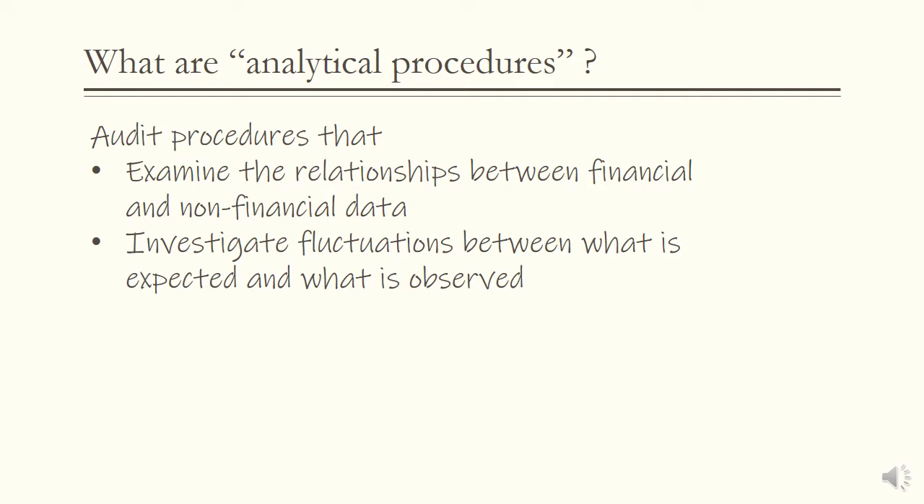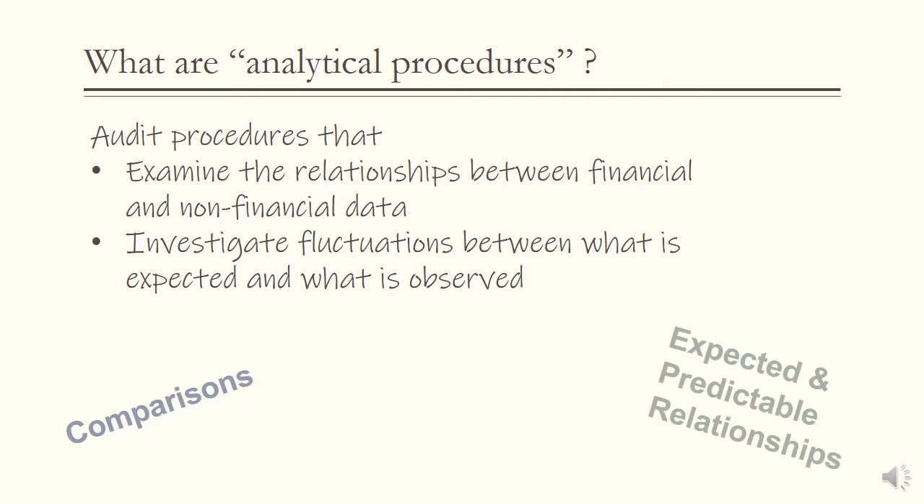These can be as simple as Excel procedures, but they can also be quite complex, using statistical analysis to project results. Common examples of analytical procedures include comparisons, and that is comparisons with prior period results, with expected results, and with industry information. Analytical procedures can also examine what relationships are expected and what relationships are predicted. These include relationships between and among financial statement information and non-financial statement information, as well as the items within a financial report.